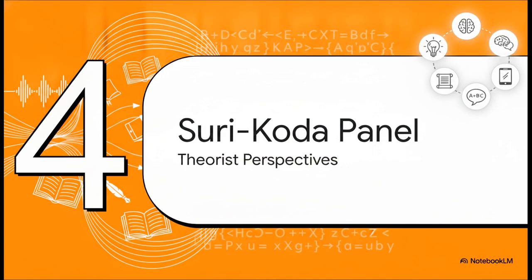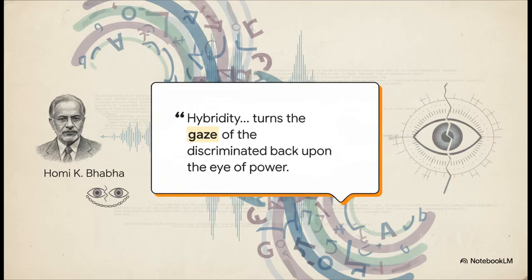Let's dive into the heavy hitters in Section 4, the City Coda Theorist panel. First up, we have Homi K. Bhabha. He brings us this incredible concept, teaching us that mixing languages isn't some loss of purity. Actually, it's the active, powerful creation of a third space. In this intersection, fixed identities are completely subverted, and cultural identity is actively negotiated. It's literally where the discriminated turn their gaze right back upon traditional centers of power.